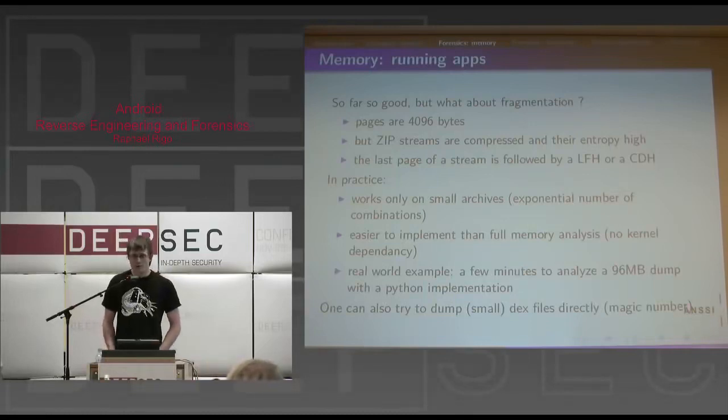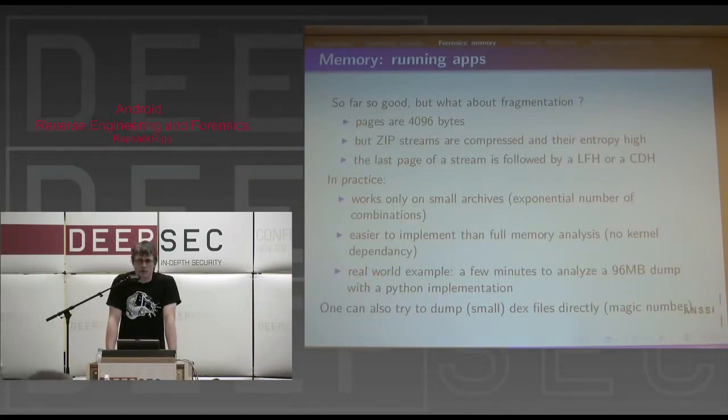And in practice, it works pretty well on small archives. Not on bigger archives, because there is an exponential number of combinations of pages once the zip file gets too big. You have too many possibilities to try to rebuild. But the advantage is that it's much easier to implement than full memory analysis because you have no dependency on kernel version or architecture. It's completely generic. You can use it on any physical memory dump.